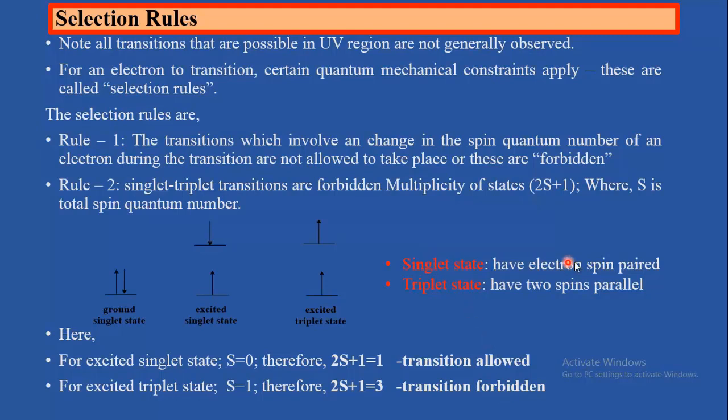Singlet states have electron spins paired, while triplet states have two spins parallel. As you see in this diagram, they are parallel and they are paired. So these three rules explain whether the transition is allowed or forbidden, and they are used in UV visible spectroscopy.